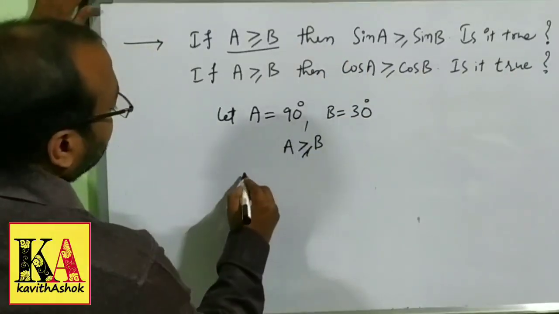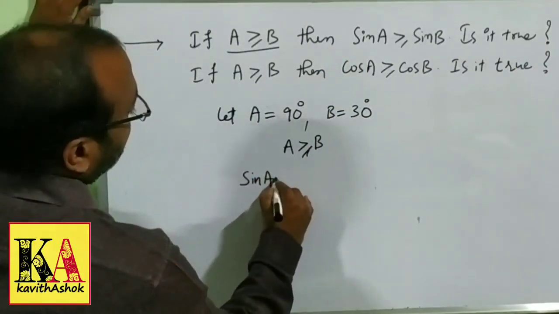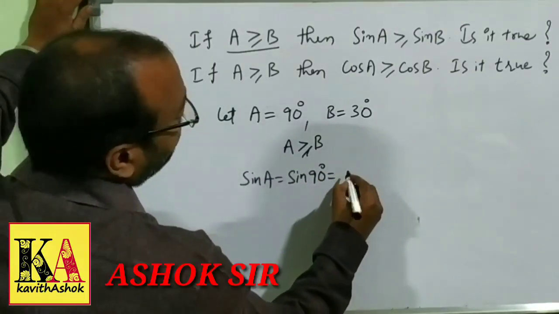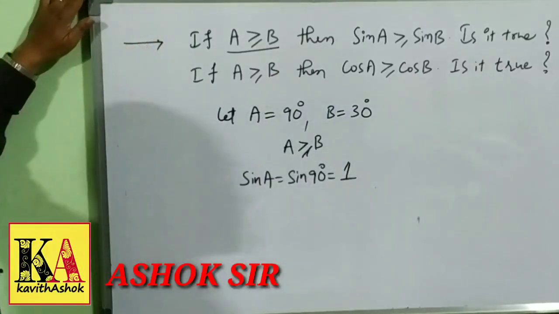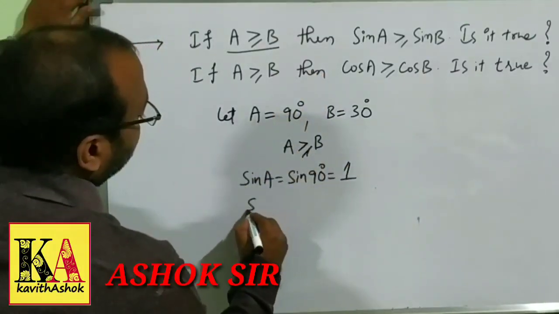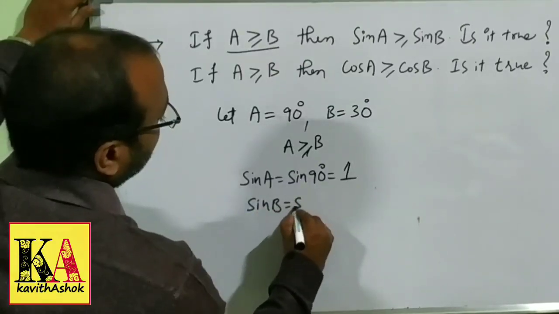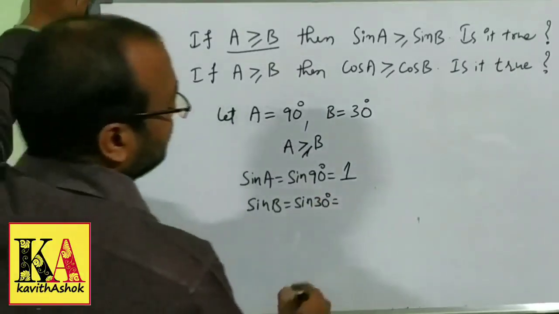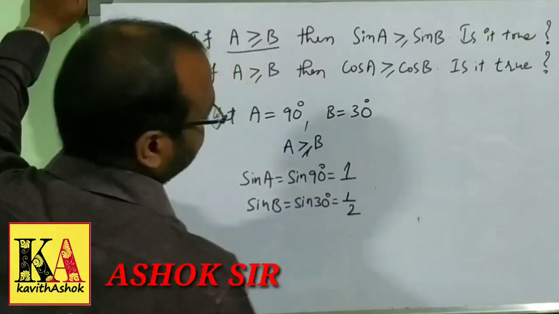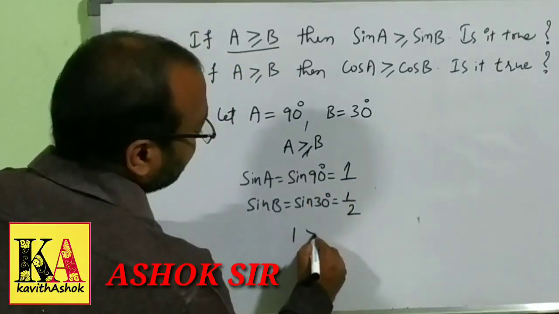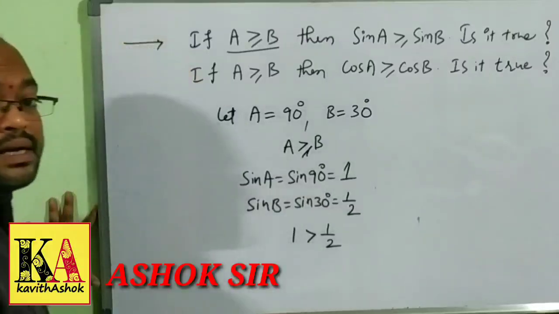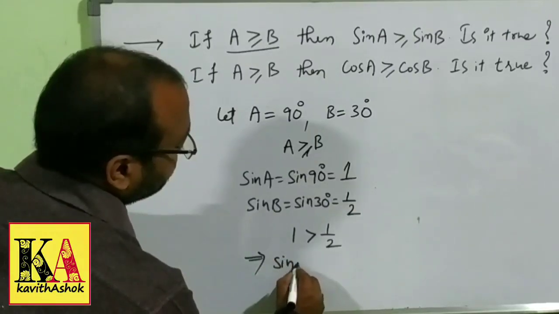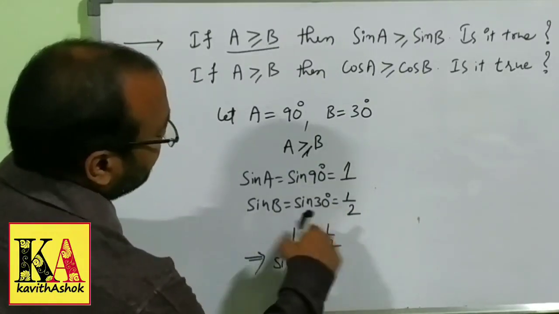Now first, sin A is nothing but sin 90 degrees. Sin 90 is nothing but, according to the table, 1. Next, sin B. Sin B is equal to sin 30 degrees. Sin 30 is nothing but 1 by 2. We already know 1 is greater than 1 by 2. Isn't it? 1 is always greater than 1 by 2. So 1 is nothing but sin A, and this, 1 by 2, is nothing but sin B.